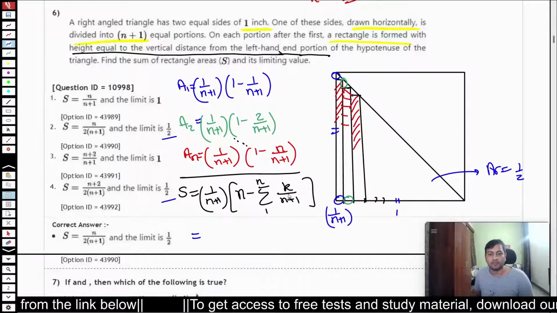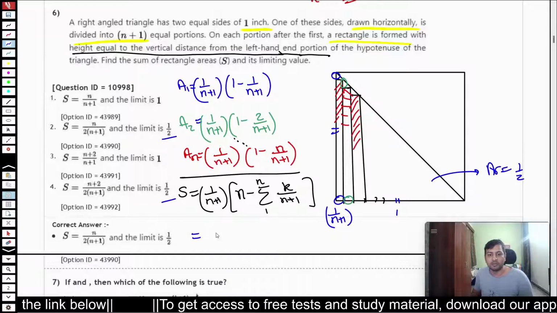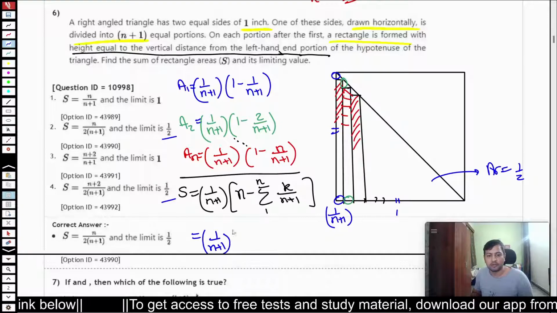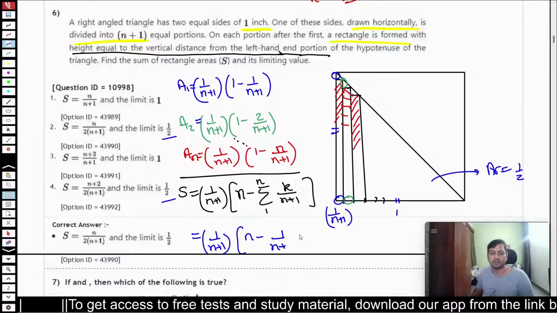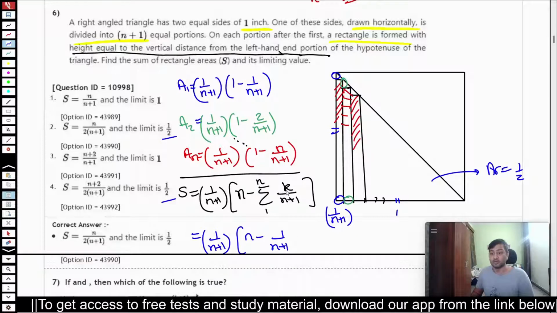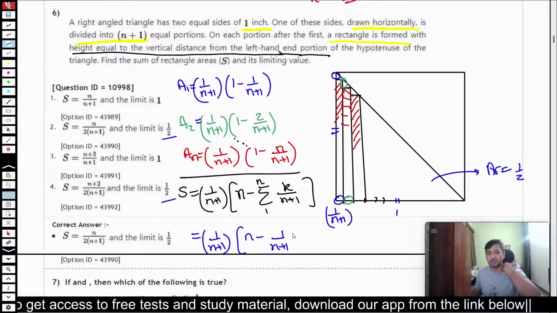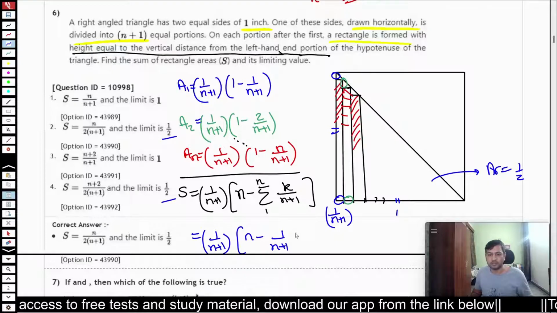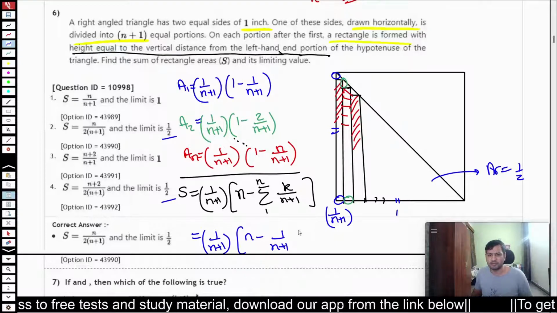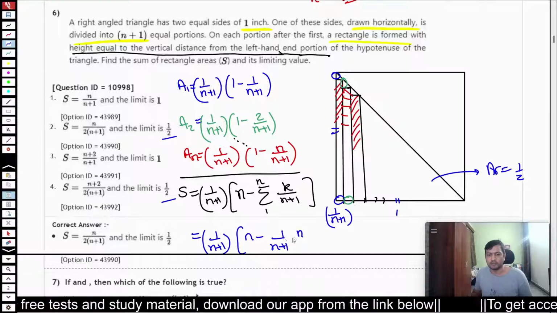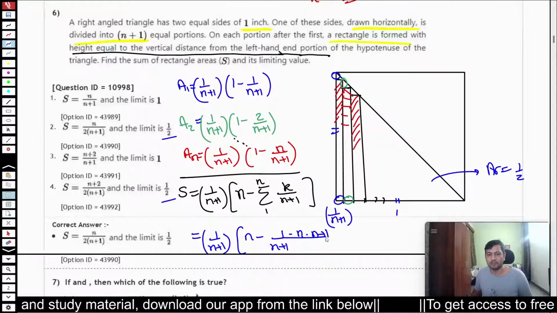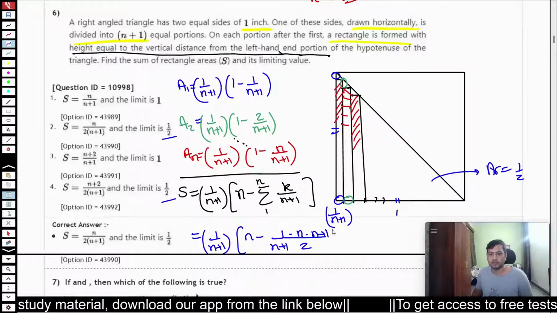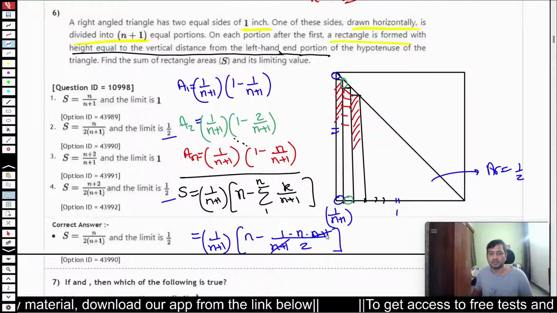So 1 upon n plus 1 into n minus 1 upon n plus 1 into summation k. So the sum of first n natural numbers, so n into n plus 1 by 2, right? So first n natural numbers का sum is n into n plus 1 by 2. So into n plus 1 divided by 2, right? So n plus 1 से n plus 1 cancel.